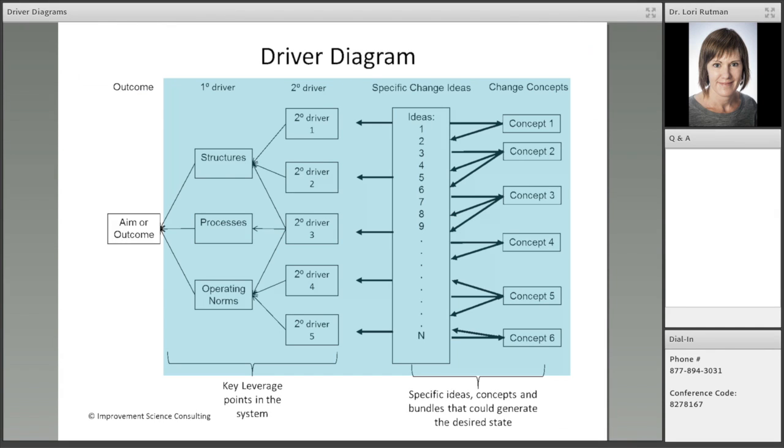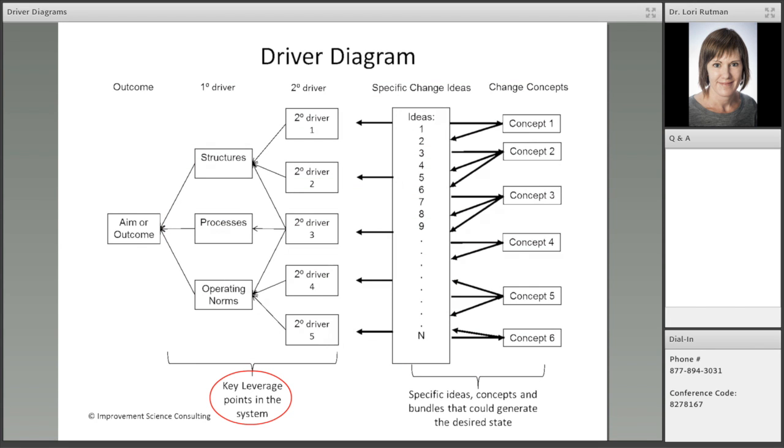So everything to the right of the aim statement in this driver diagram really identifies a theory about what must change, and those are the primary and secondary drivers, or the key leverage points in the system, and how it must change. So those are the ideas, the concepts, the interventions that you actually want to do to get you to that desired aim or outcome. We're now going to take a deeper dive into some of the key leverage points in the system and talk about the difference between primary and secondary drivers.